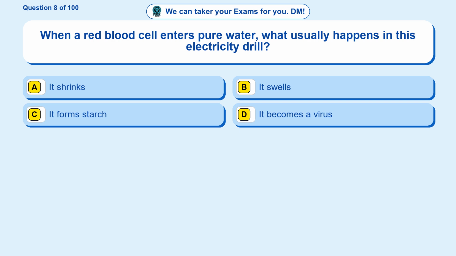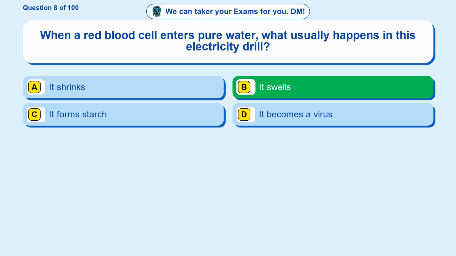Question 8. When a red blood cell enters pure water, what usually happens in this electricity drill? Option A, it shrinks. Option B, it swells. Option C, it forms starch. Option D, it becomes a virus. The correct answer is option B.